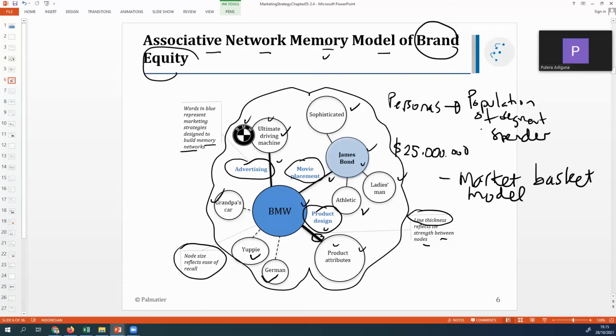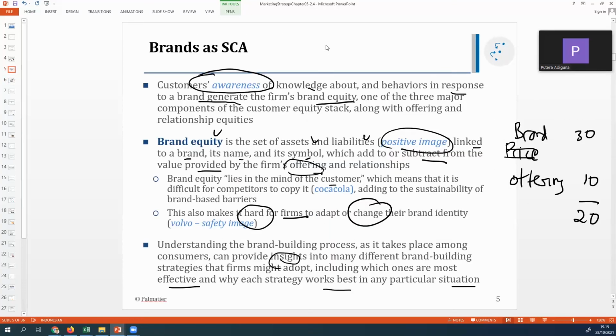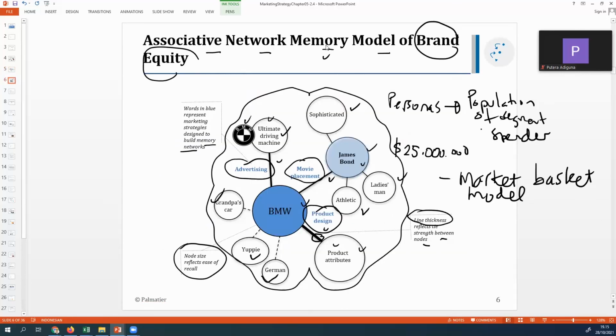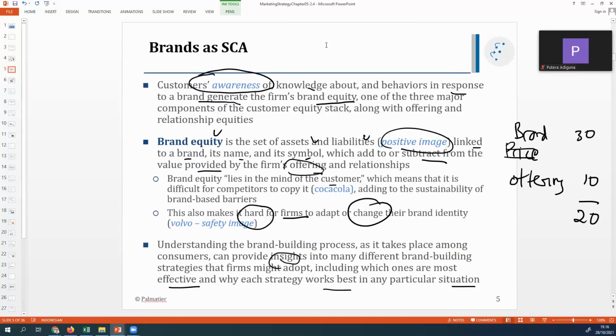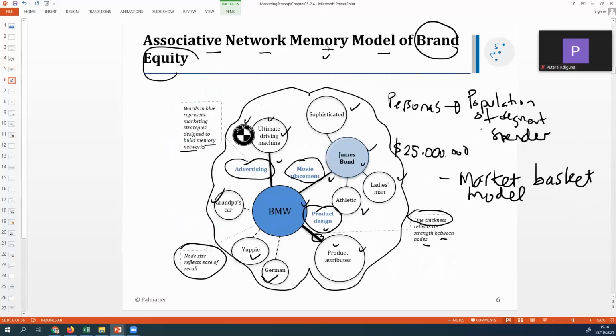Is this also brand awareness? Or is it different? Brand awareness is the fundamental of them all, because we need to have the customer aware of BMW. When they are aware, then we can develop the brand equity. We can develop the brand equity after the customer is aware. All right, good. Any other questions?